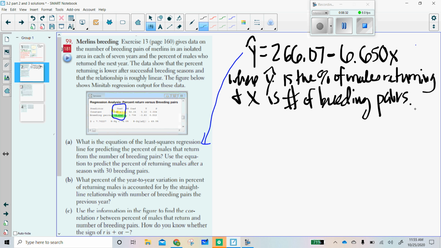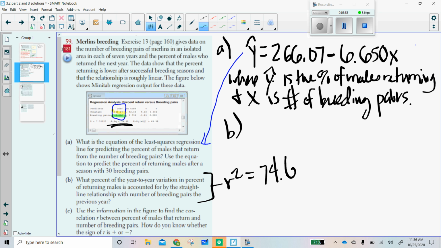Okay, so I recognize some of those words, especially after we just went over number 55. This is basically just asking you for R squared. Like, what was the percent of variation accounted for by the least squares regression line? So the answer to part B comes from right here. I'm underlining it. So that was 74.6%.